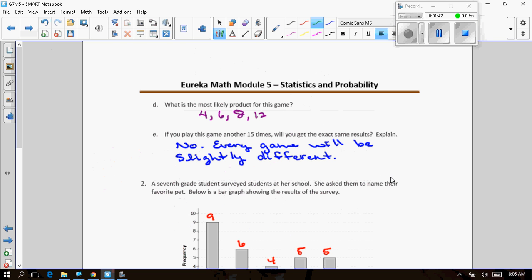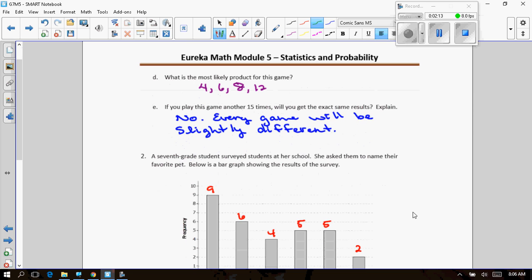And for letter D, what's the most likely product for this game? Most likely you would have gotten a 4, a 6, an 8, and a 12. Those were the most likely outcomes. If you played this game again, right, you played it another 15 times, do you think you're going to get the exact same results? No. Every game is going to be slightly different. They're going to be close, which is why I said we're all going to have answers around the same, but they're all going to be slightly different.